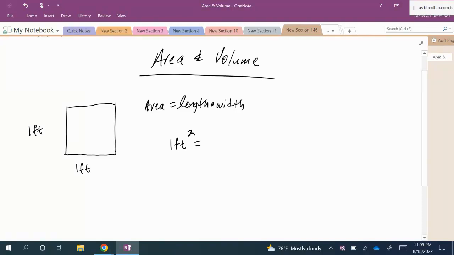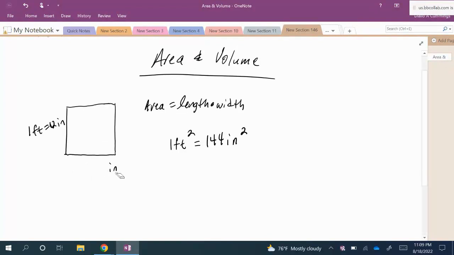Okay, and we're also going to derive some of the formulas. So if you keep in mind from our conversions, 1 foot is equal to 12 inches. Since 1 foot and 12 inches are the same, we can also find the area in square inches. So 12 times 12 is 144. So 1 square foot is equal to 144 square inches. Okay, and this gives us our first conversion.